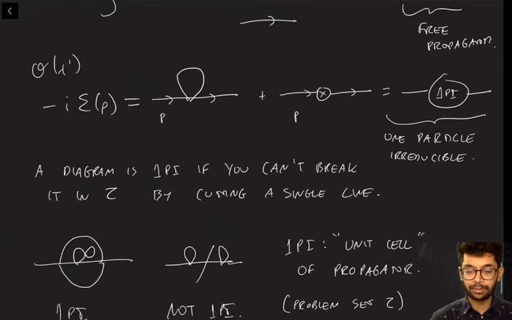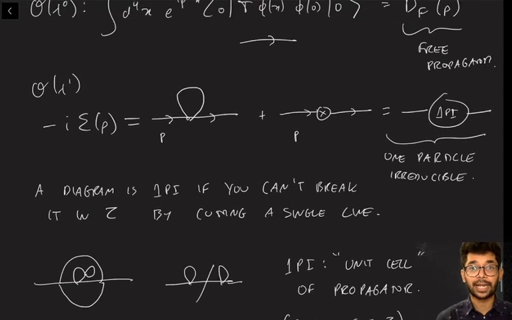So to come back to this language, the right way to think about these two diagrams here is that they are the order lambda to the 1 correction to the 1PI diagrams. The only diagrams at order lambda to the 1 that contribute to the 1PI diagram are these two.